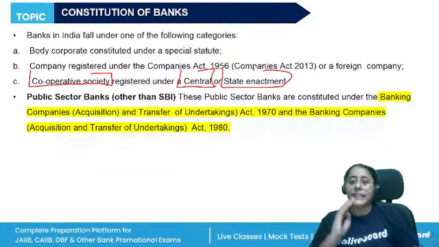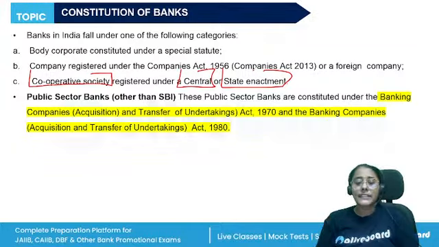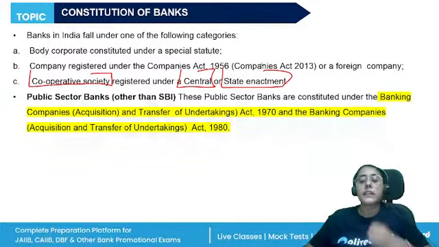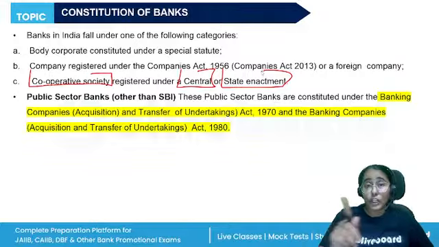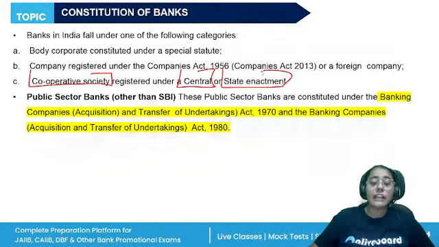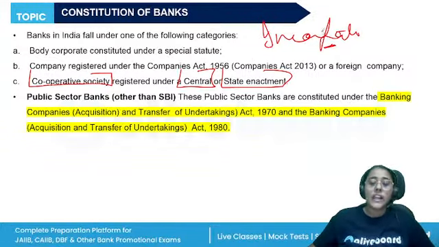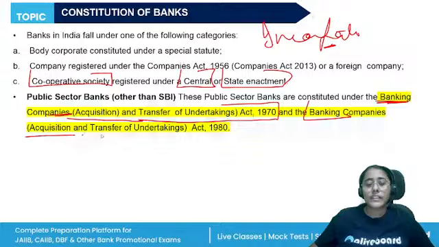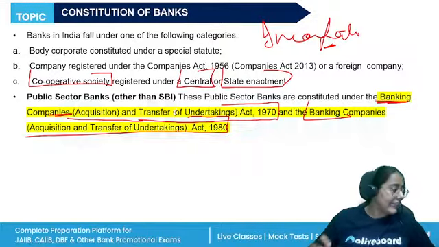Right. So accordingly, we will have the public sector banks. Other than SBI, the public sector banks will be established under a particular statute. We are not talking about the license, which they get under the Banking Regulation Act. We are talking about their incorporation, right? The public sector banks are constituted under the Banking Companies Acquisition and Transfer of Undertakings Act of 1970 and the Banking Companies Acquisition and Transfer of Undertakings Act of 1980.